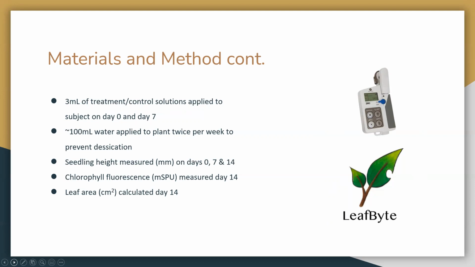All specimens were watered to help prevent desiccation on days 0, 3, 7, and 10. The seedlings were not overwatered to ensure nutrients were not lost from the system. 3 milliliters of the control and treatment solutions were applied initially and on day 7. On day 14, final seedling height and leaf area were measured, as well as chlorophyll fluorescence, which was the mean of 10 readings measured with a chlorophyll fluorescence analyzer.